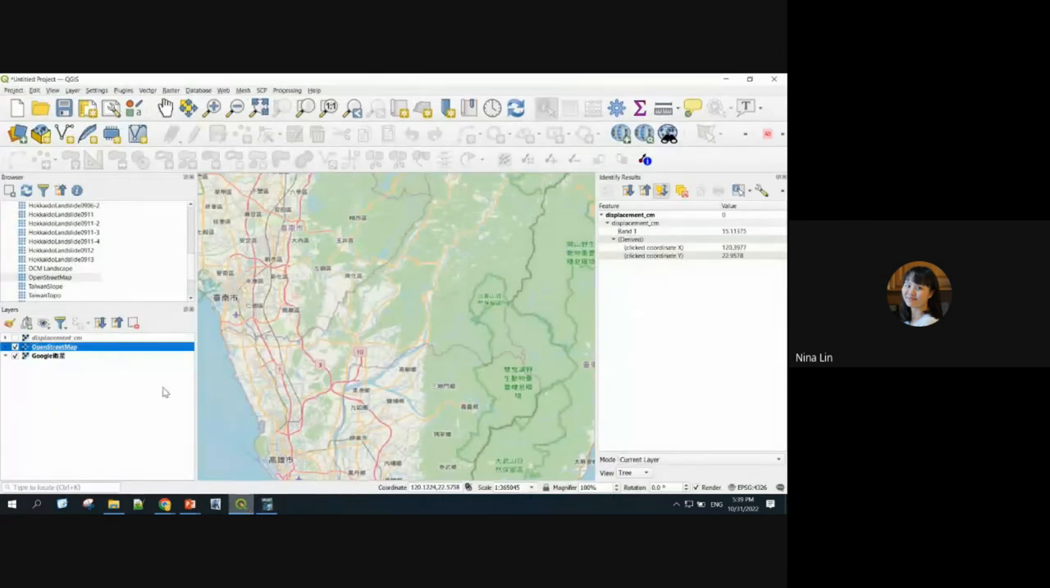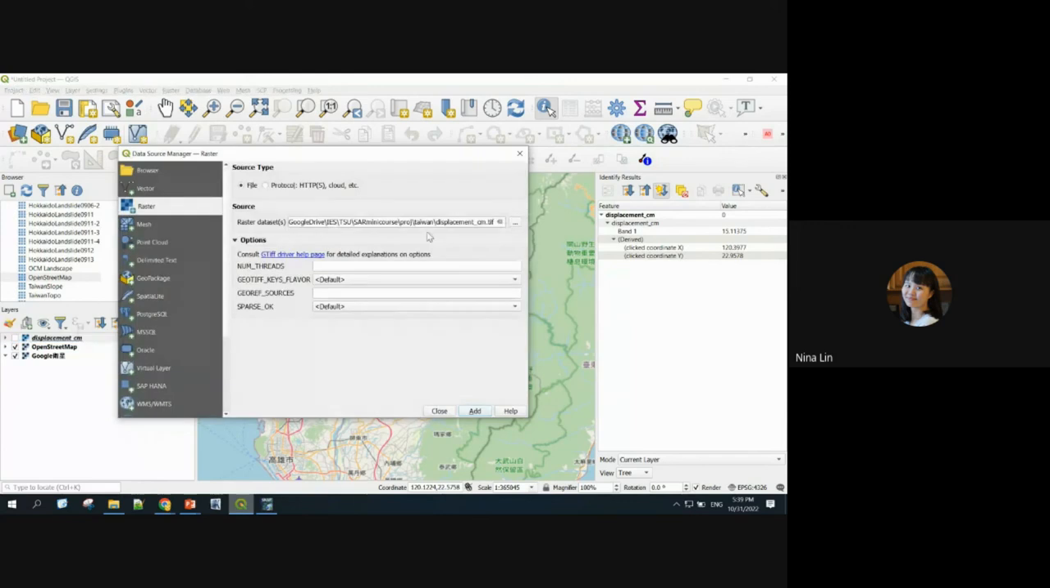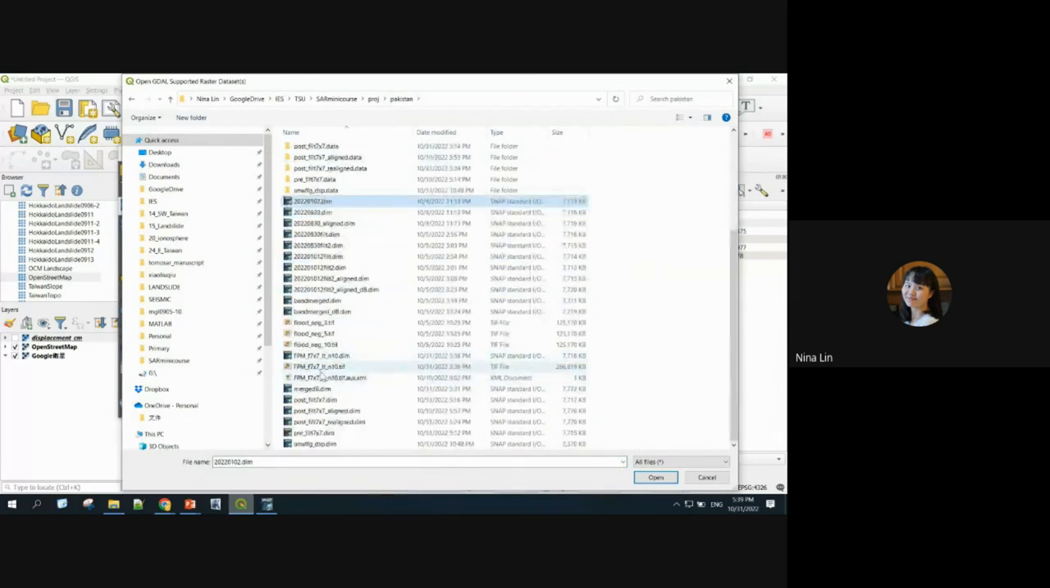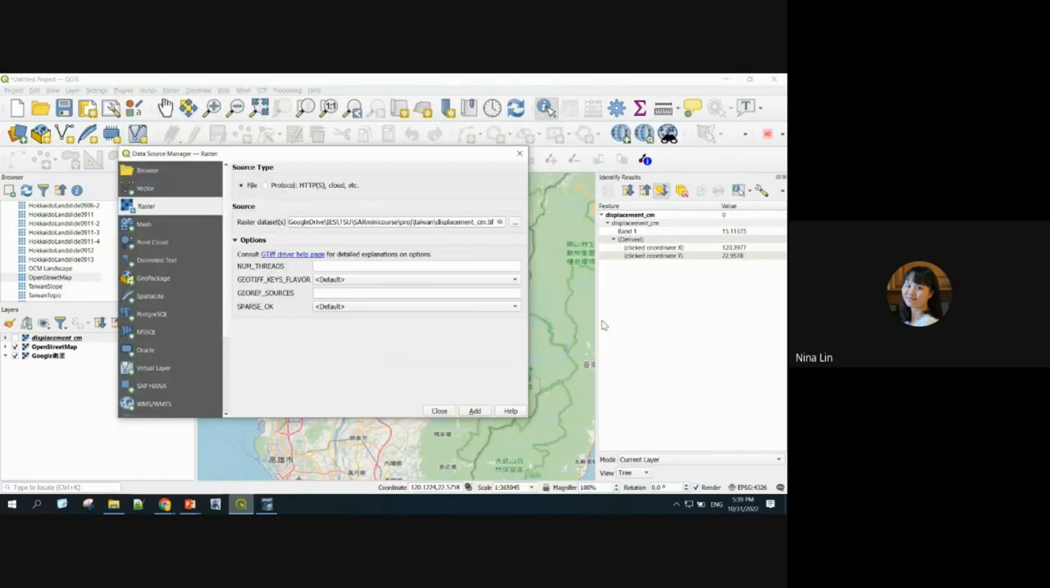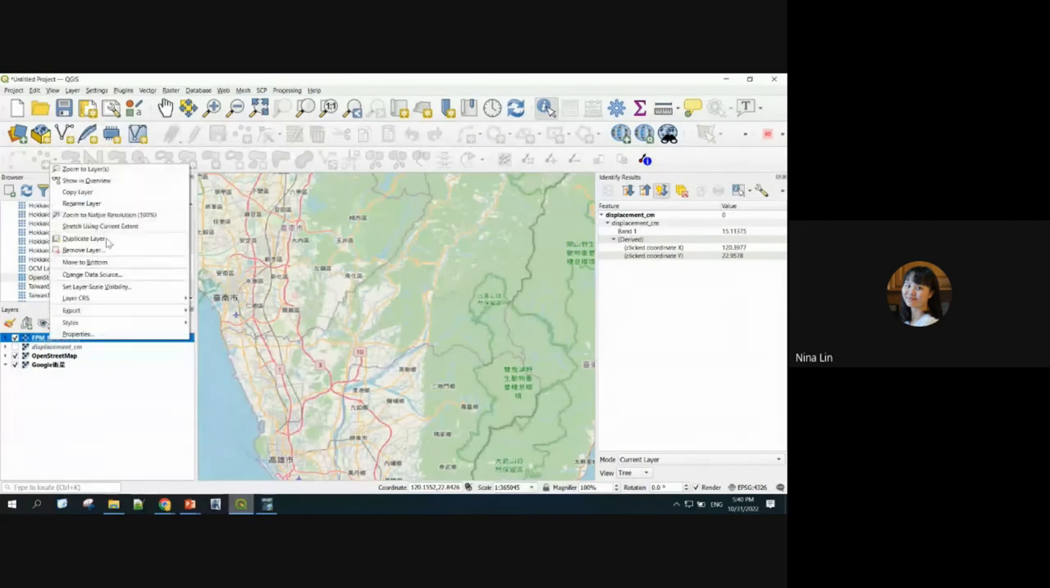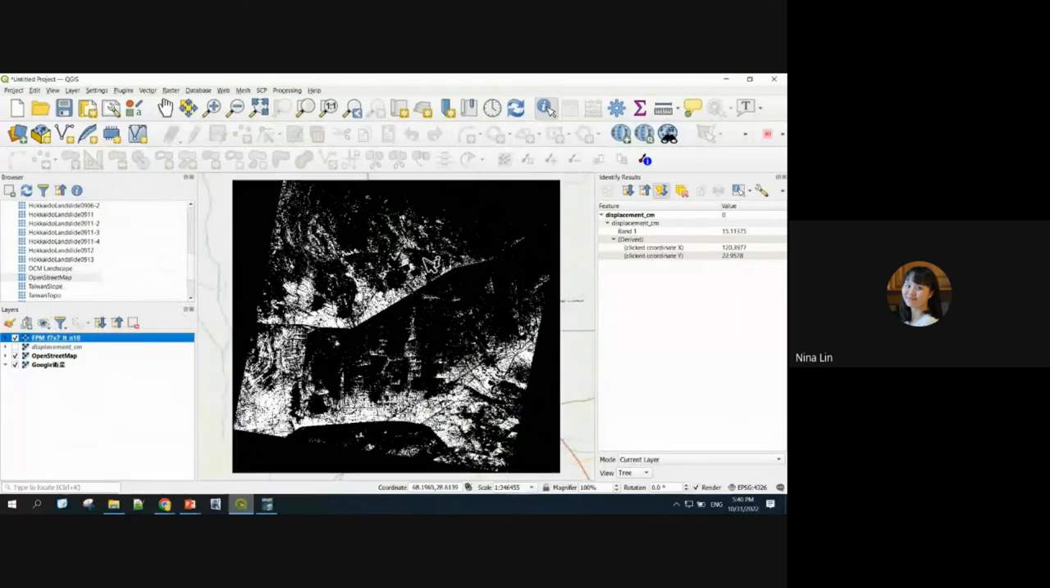Okay, so now in session 5.1, let me add the raster, and choose, go to project and Pakistan, choose the flood mapping, the TIFF file, FPM 77, lower than negative 10, open. But you may find, oh, where is it? Okay, because it's in Pakistan and we're still in Taiwan. So highlight this layer, right click and choose zoom to layer. Here you go.